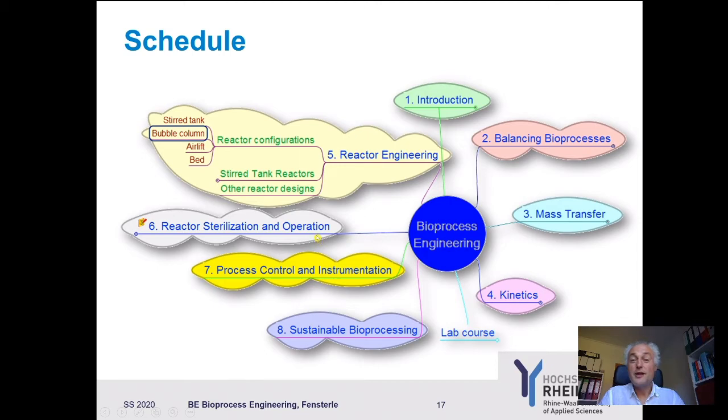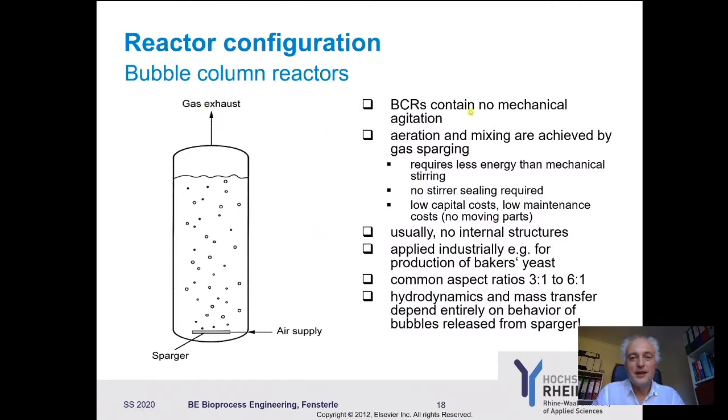And now we come to a reactor type where power input is less of a problem. We come to a bubble column reactor. A bubble column reactor, by definition, does not contain mechanical agitation. Then it would be a stirred tank reactor. So you see, it looks like a stirred tank reactor, just without a stirrer. You have a sparger, and that's it. In this case, all the mixing and aeration are achieved by gas sparging. You cannot disrupt bubbles and so on. So this is, of course, a limitation.